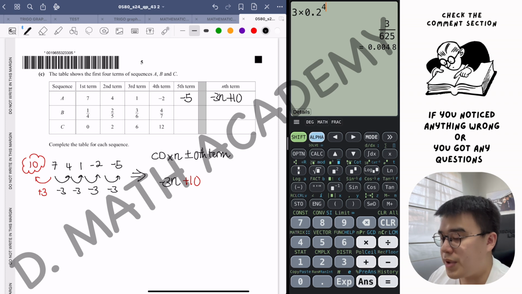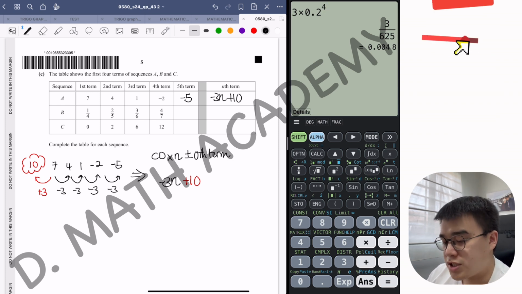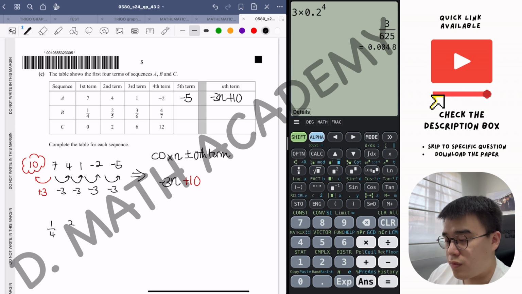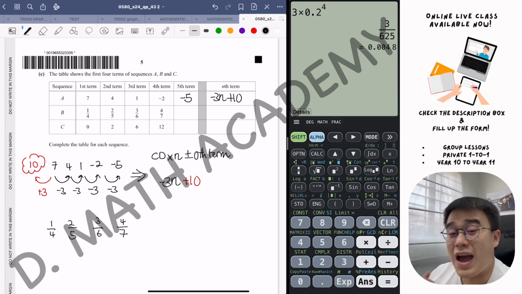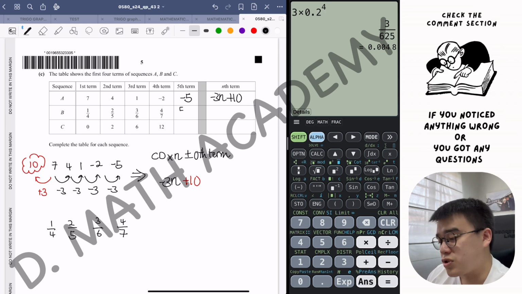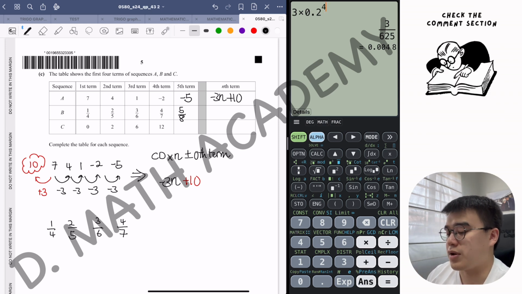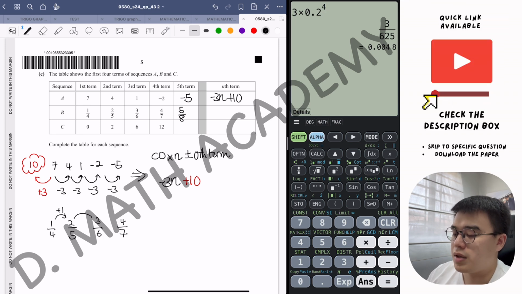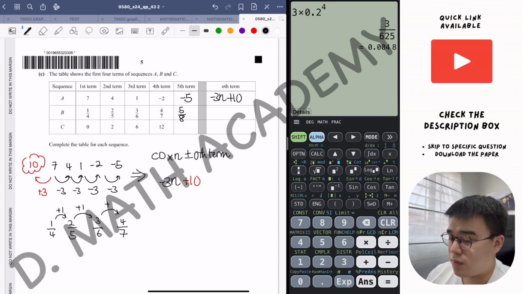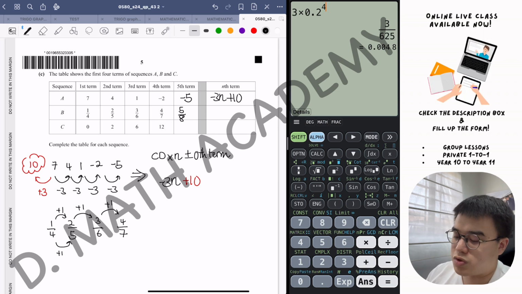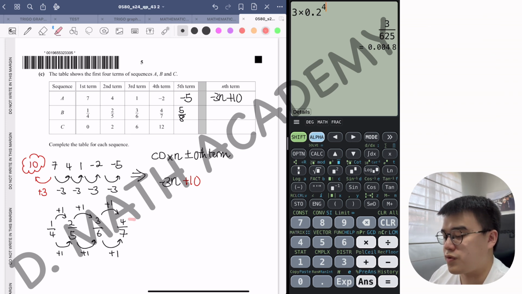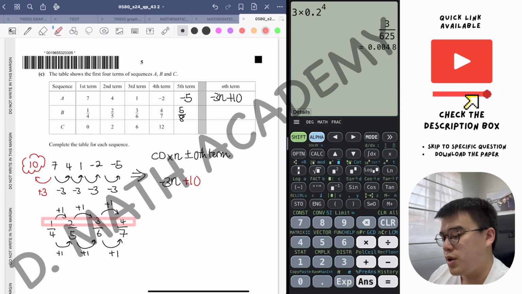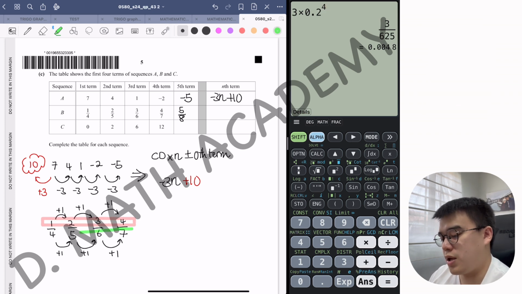Moving on to part B, where we have fractions here: 1/4, 2/5, 3/6, 4/7. If you were to make an educated guess here, the next term should have been 5/8, because every time the top is going to increase by 1, and the same goes to the bottom, also plus 1 each time. So to form the nth term equation, it's going to be a little bit tricky, where you just focus on the top part and the bottom part separately.